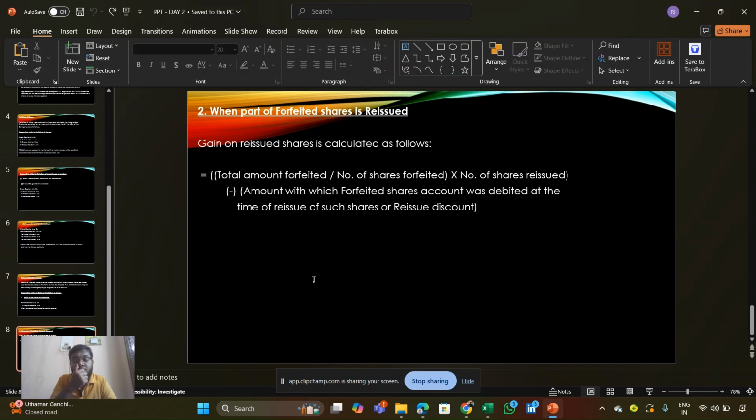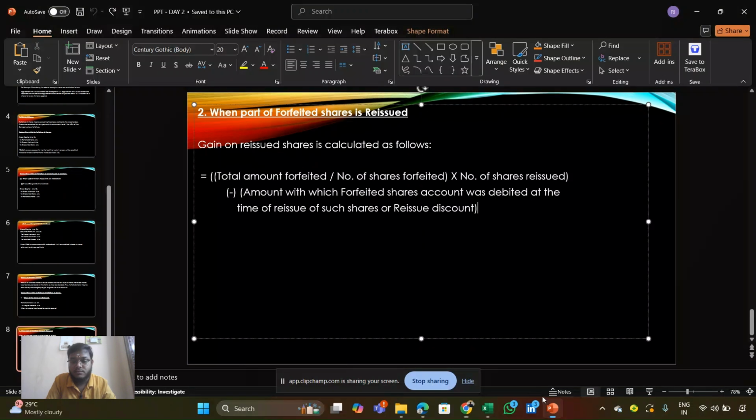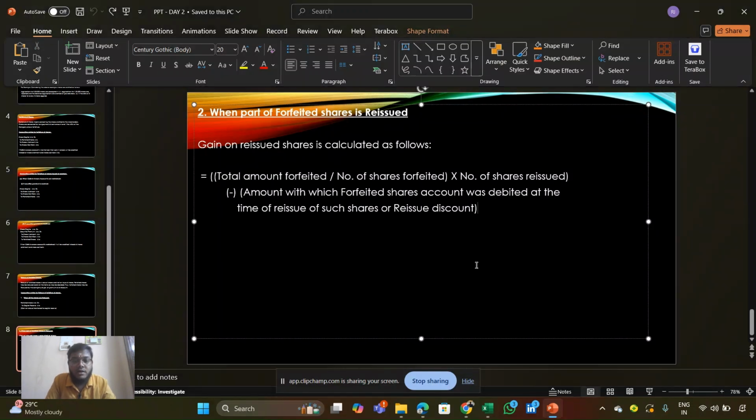Sometimes the forfeited shares are 100, and sometimes the reissue will be the whole 100, sometimes 80. If 100 shares have been forfeited and cancelled, then 80 shares can be sold, or 100 shares also can be sold. It will be given in the question. So total amount forfeited divided by number of shares forfeited into number of shares reissued, minus the amount with which the forfeited shares account was debited at the time of reissue of such shares, or reissue discount.